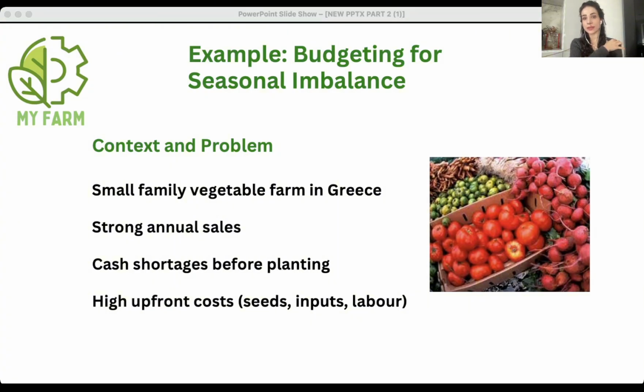Now let's look at this example of budgeting for seasonal imbalance in small vegetable farm. Here is the context and problem. In Greece, a small vegetable farm run by Dimitris and his family faced persistent financial pressure each spring. Despite solid annual sales of tomatoes, peppers, and leafy greens, the farm repeatedly struggled with cash shortages during February and March, the critical pre-planting period when seeds, fertilizers, irrigation repairs, and seasonal labor had to be paid upfront.